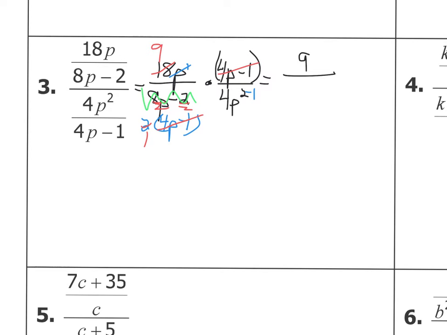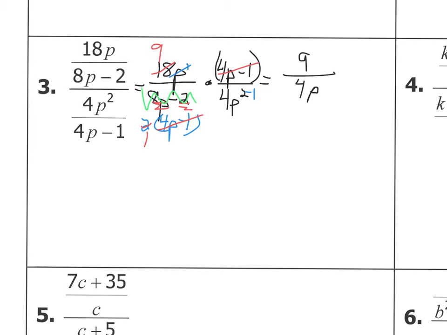That's all that's left in the numerator. In the denominator, this is gone, this is gone. I have a 4 and a p to the 1. So a 4 and a p to the first. Restrictions. You have to look at your original fully factored denominators, both of these, even if they canceled out.